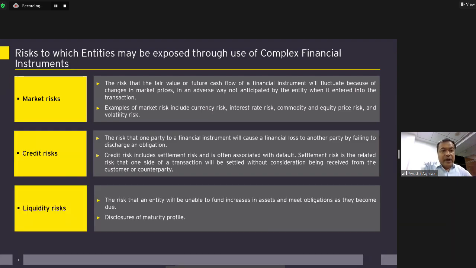Now, if you look at a balance sheet, we are trying to cover here the risks to which the entity may be exposed through use of complex financial instruments. Now, financial instruments, both a financial asset and a financial liability, will give rise to a lot of risks. And we will look at those risks. We will try and agree also that these risks are very much present as part of financial instruments.